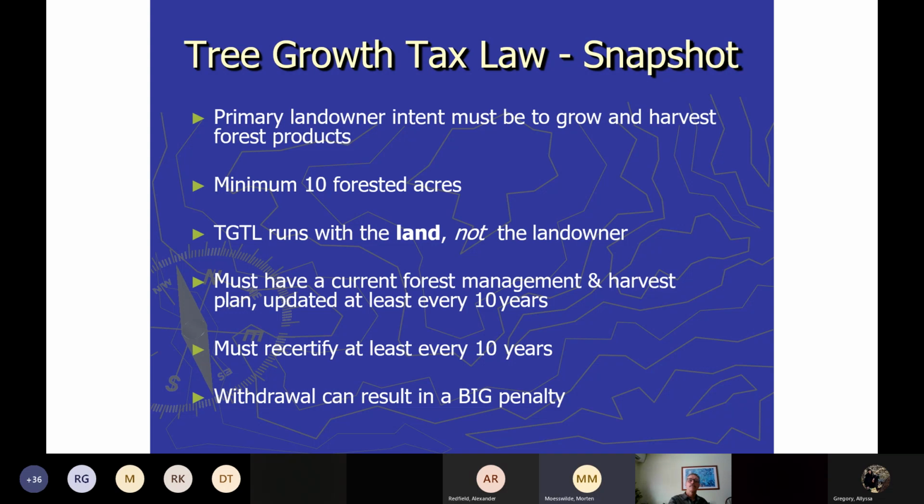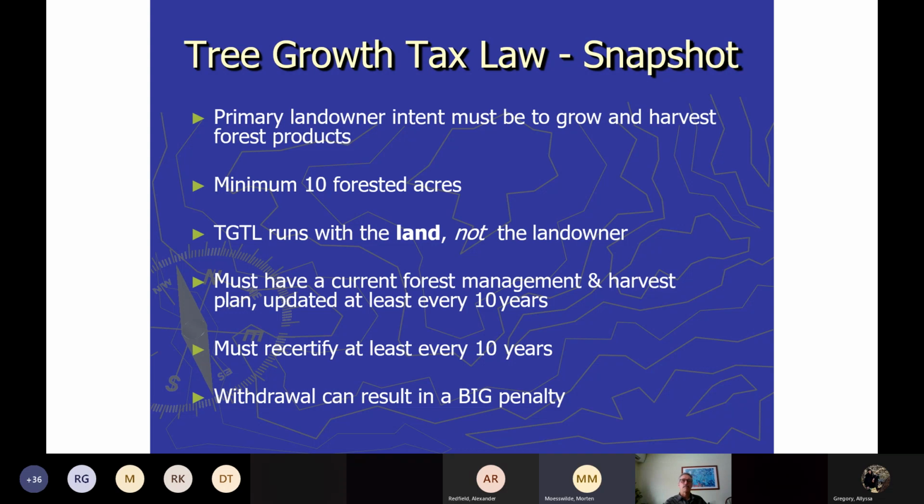Properties in tree growth must have a current forest management and harvest plan, and that must be updated at least every 10 years. So we'll talk a little bit more about what that requirement means. They must recertify at least every 10 years. Recertification just means refiling with your town assessor that you are in fact retaining and maintaining your land in tree growth.